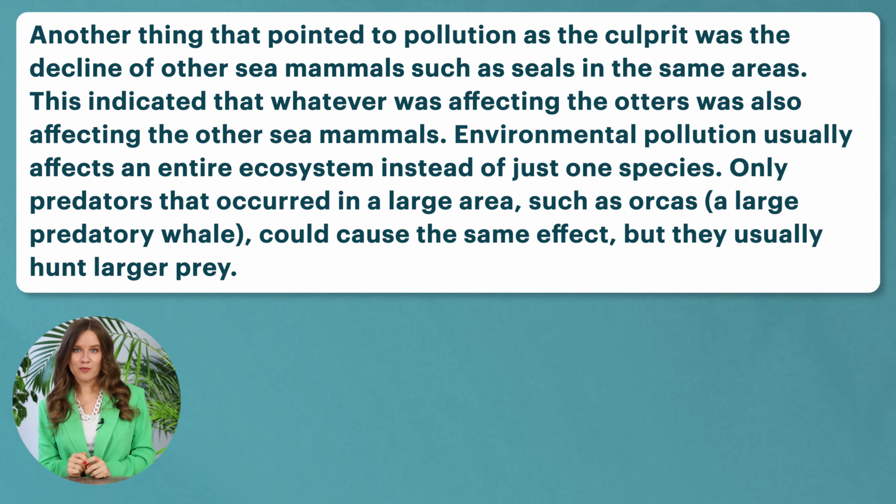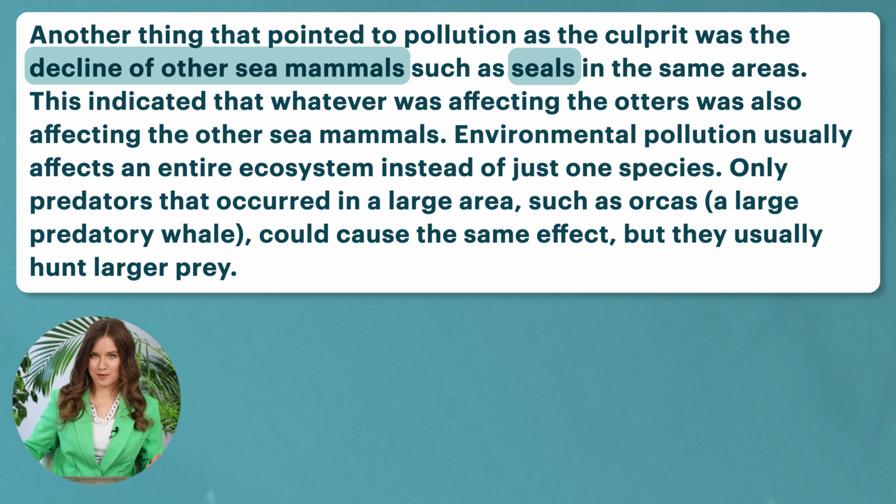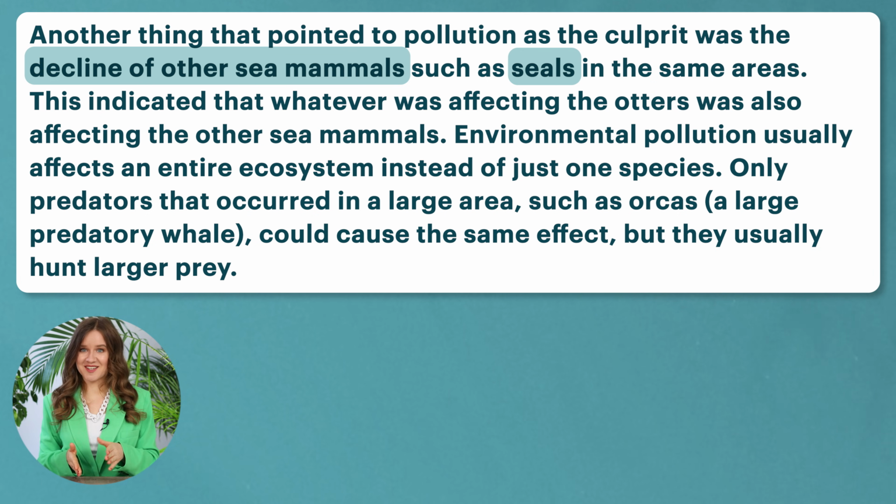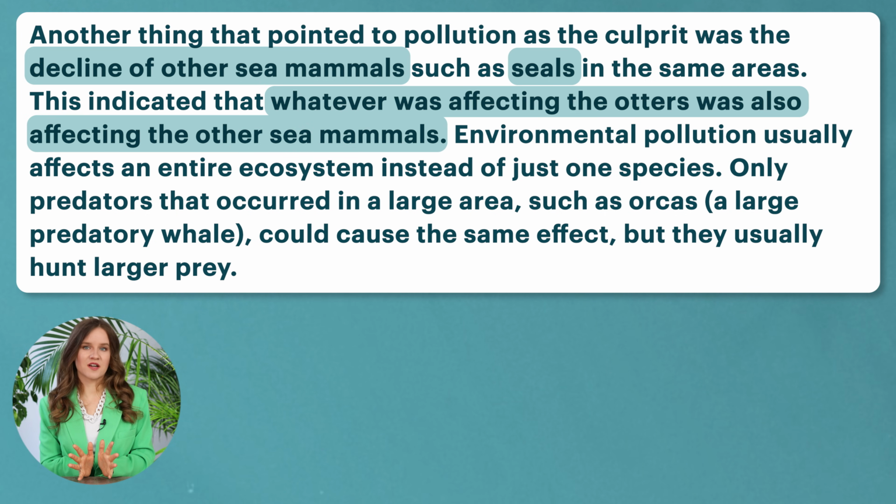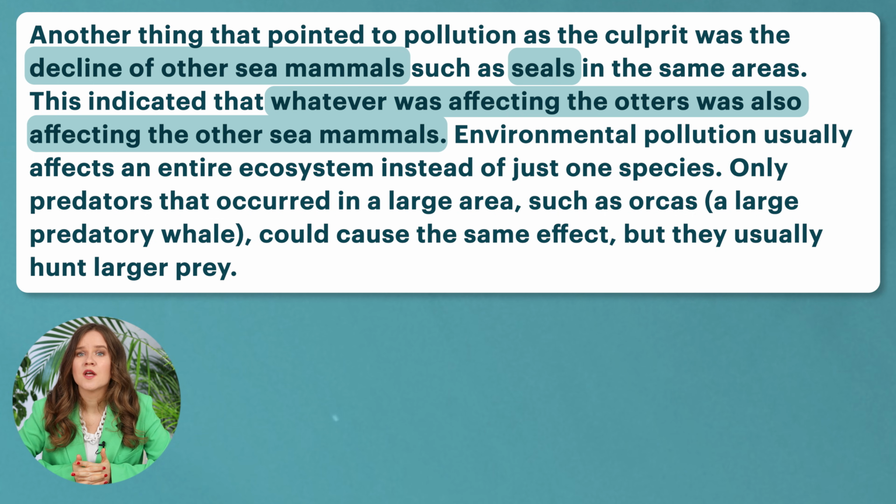What is the fact here? In other words, what is the second reason pollution caused the population decline? It's the decline of other sea mammals, such as seals. This means that many other animals died too, not just sea otters. What is the explanation? Here it is. Whatever was affecting the otters was also affecting the other sea mammals. Indeed, environmental pollution affects everyone. So if other animals were affected as well, then the decline in populations was most likely caused by pollution.